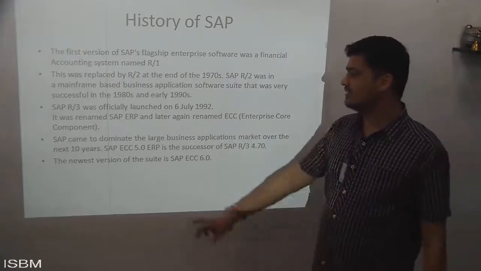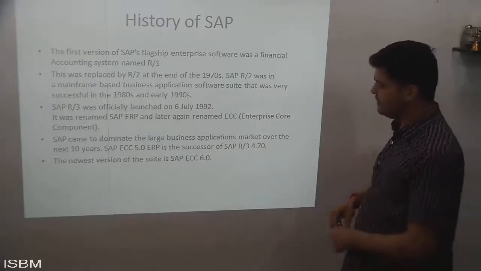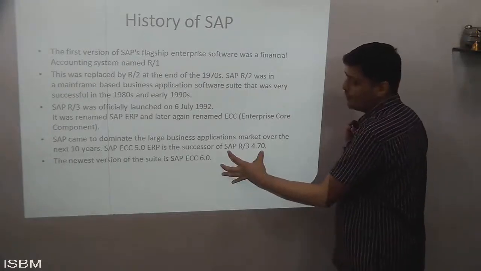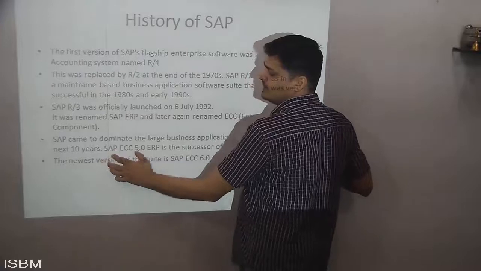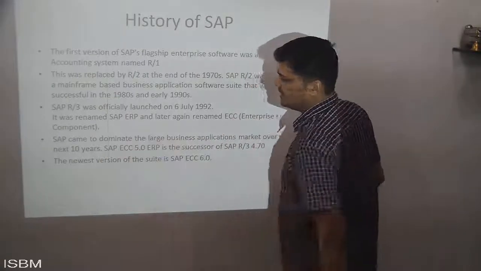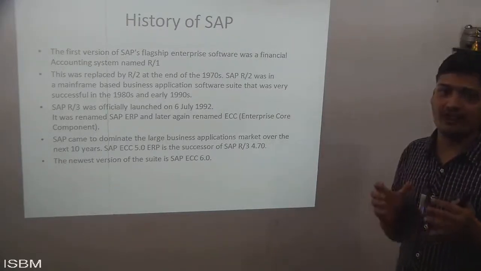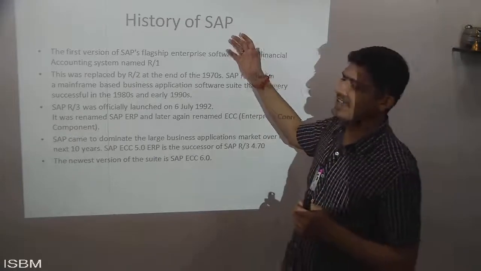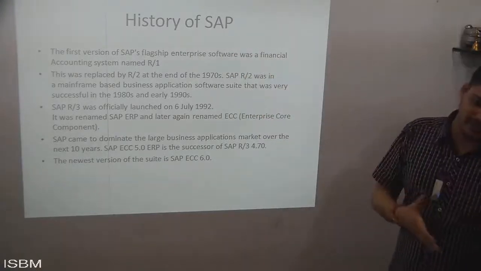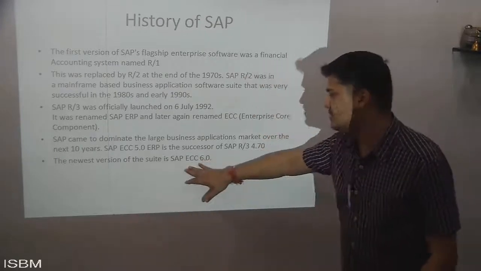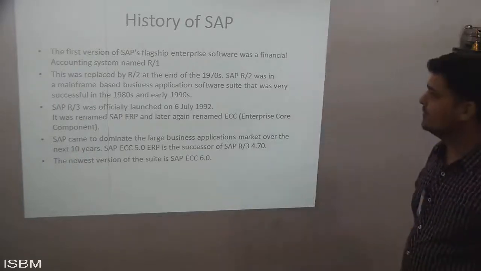Then SAP ECC 5 ERP is the successor of SAP R3 4.7. Initially they used the term SAP R3 4.7, but now the term has changed to SAP ECC 5.0, where ECC stands for Enterprise Core Component. Now most organizations in the global Fortune 500 use SAP to solve their technical issues. The newest version of the suite is SAP ECC 6.0. So the latest one is 6.0.